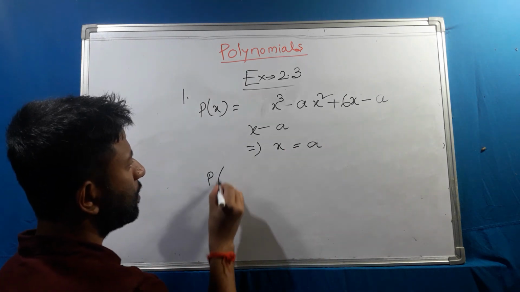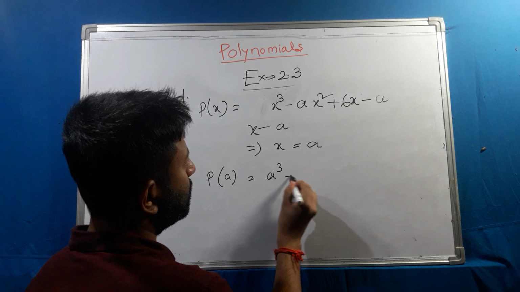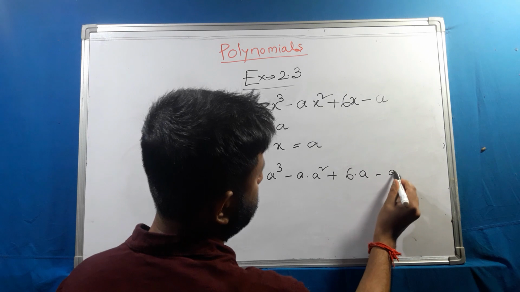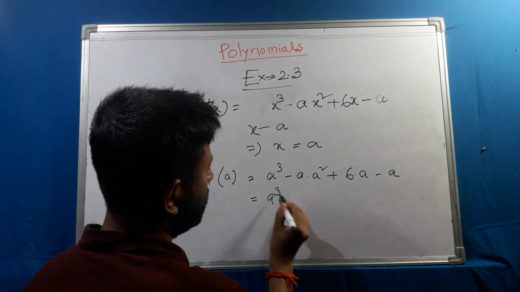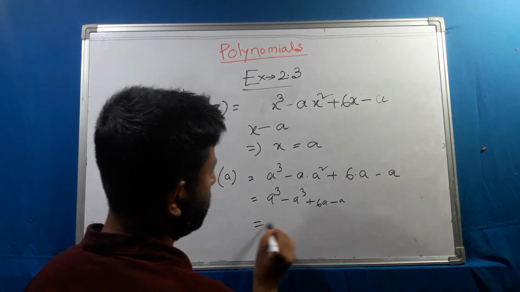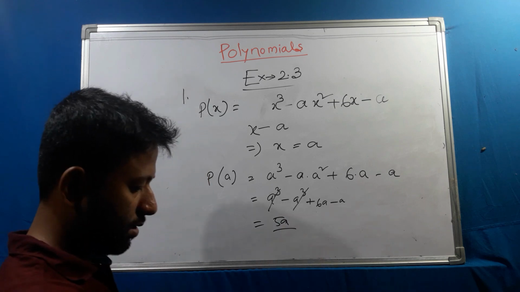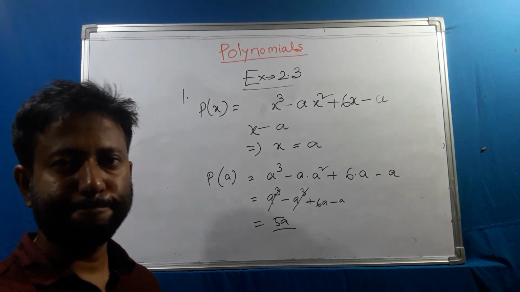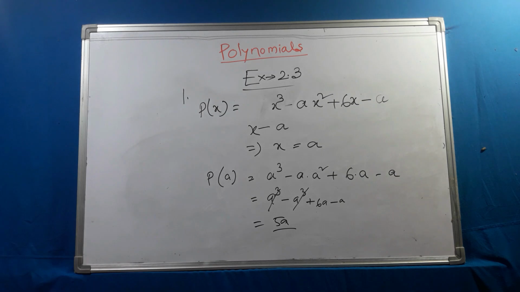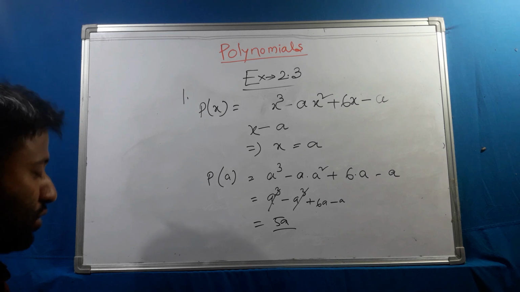Now put p(a): it will be a cubed minus a into a squared plus 6 into a minus a. So what is coming? a cubed minus a cubed plus 6a minus a. The a cubed cancels, and this becomes 5a. So this is my remainder. Now this should be question number 2. Remember it.